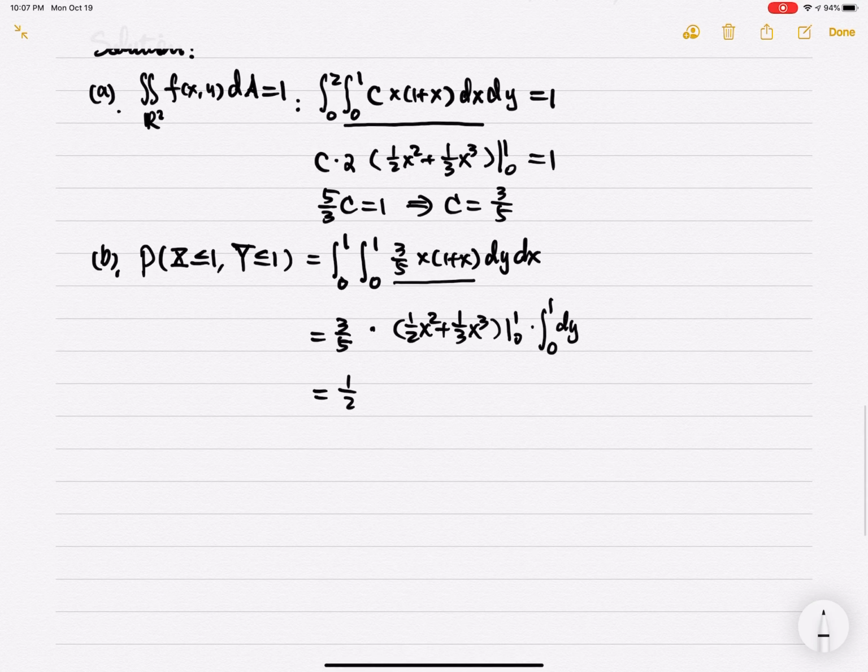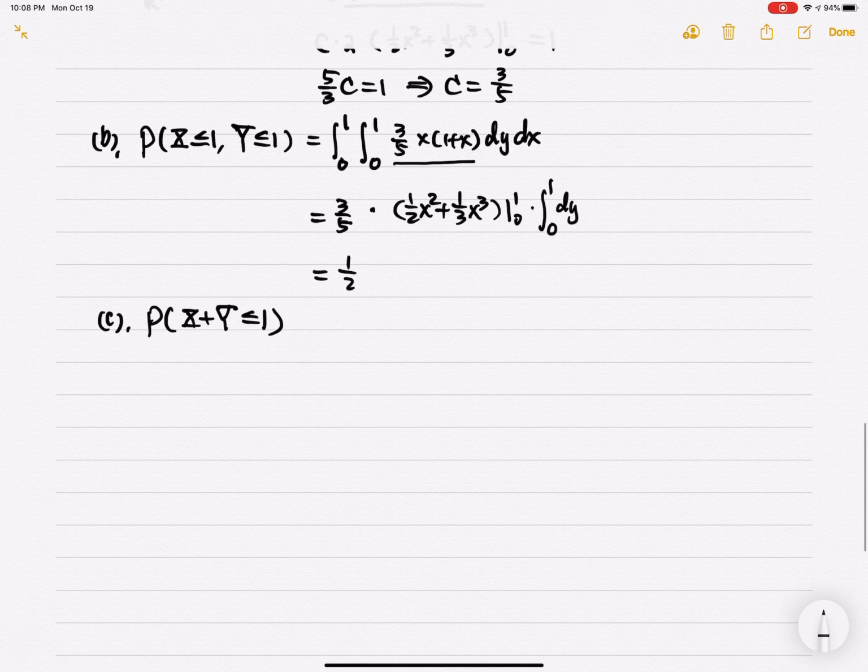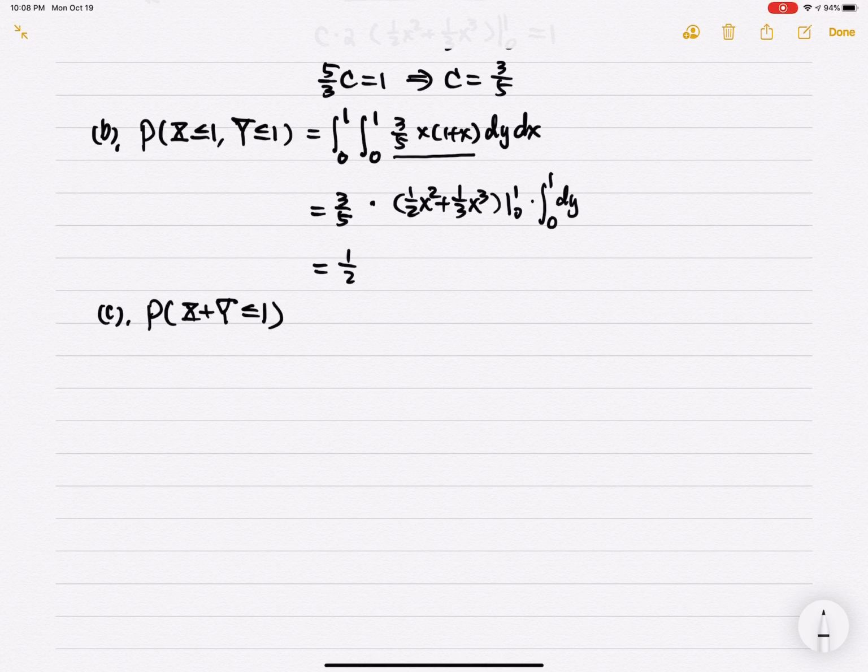The third part, part C, we ask you to find the probability of X plus Y less than or equal to 1. Now, if you look at this, maybe it's better to draw a picture. Suppose this is X, this is Y. The random variables. We can use capital X, capital Y.